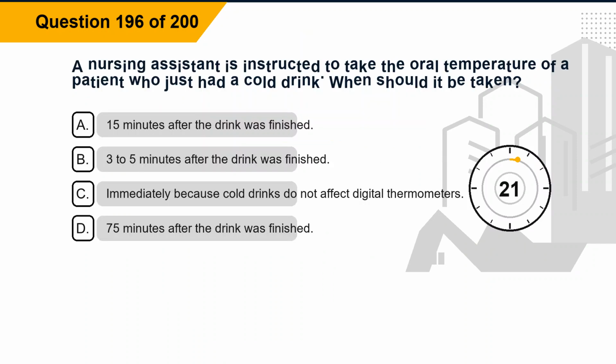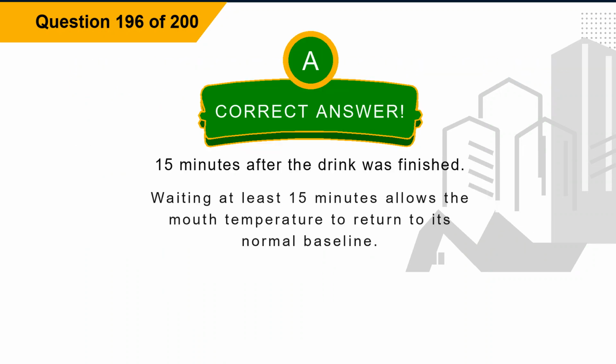Question 196. A nursing assistant is instructed to take the oral temperature of a patient who just had a cold drink. When should it be taken? Option A. 15 minutes after the drink was finished. Option B. 3 to 5 minutes after the drink was finished. Option C. Immediately, because cold drinks do not affect digital thermometers. Option D. 75 minutes after the drink was finished. The correct answer is option A. 15 minutes after the drink was finished. Explanation. Waiting at least 15 minutes allows the mouth temperature to return to its normal baseline.